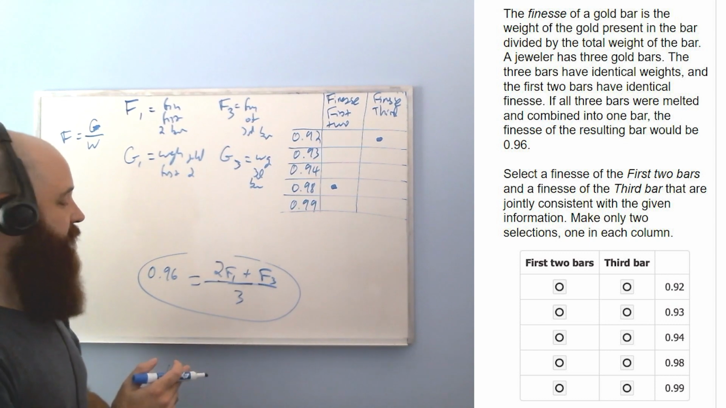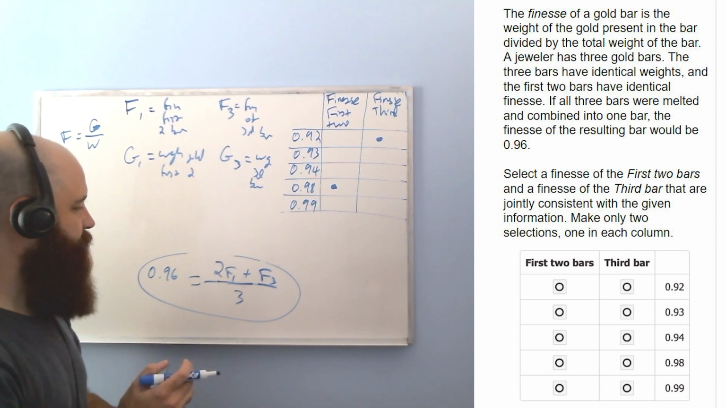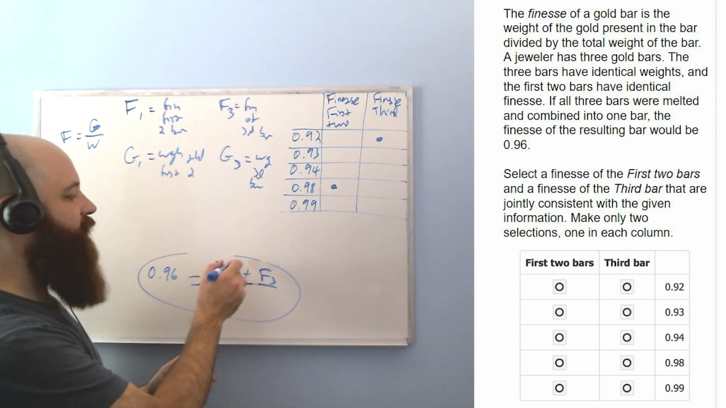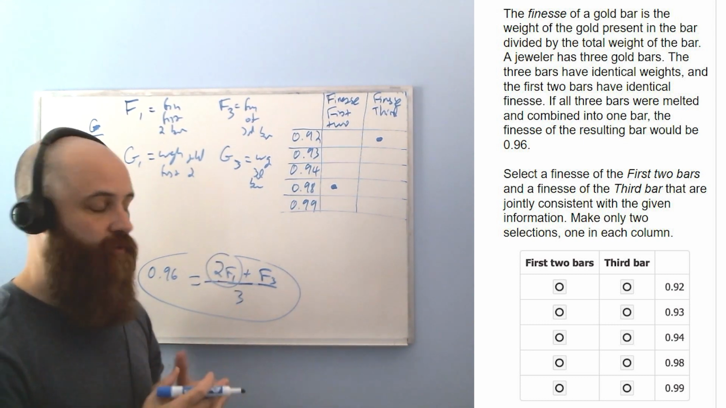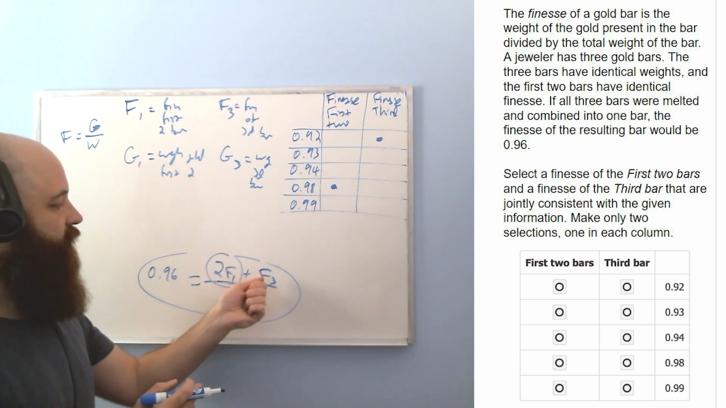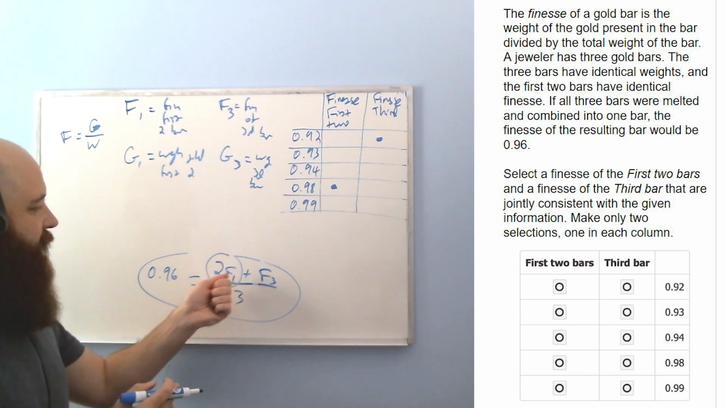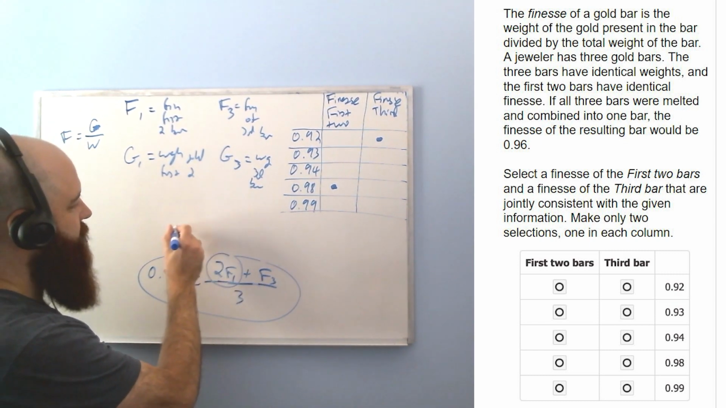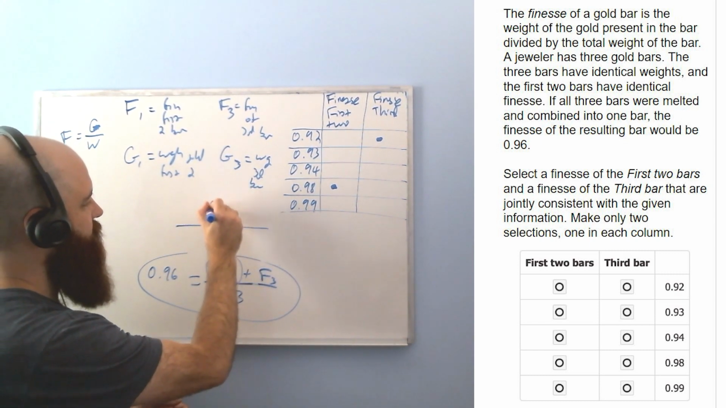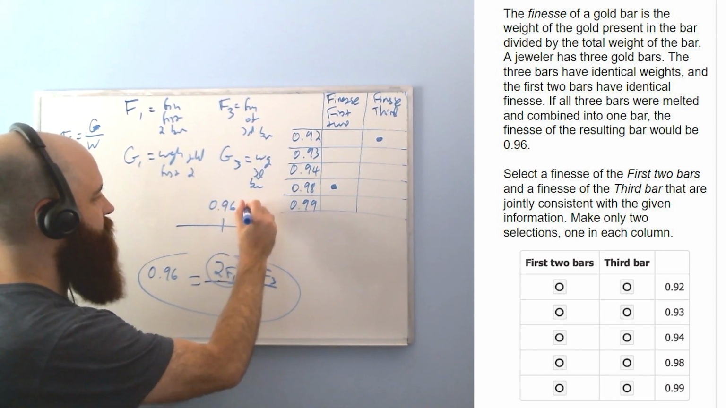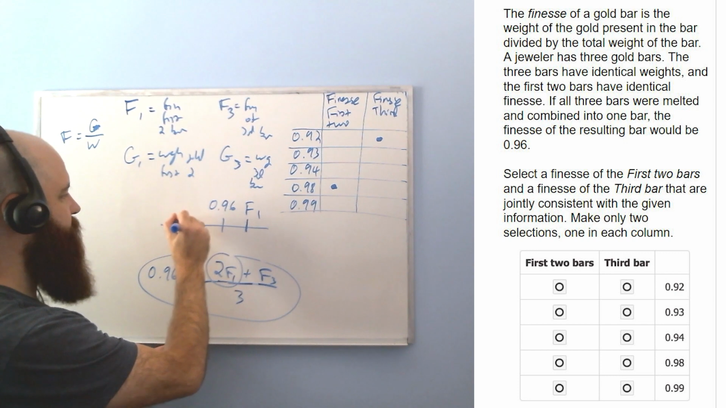How do I now pick an f1 and f3 that fit that? Well, in a weighted average, I know that the result is going to be closer to the more heavily weighted of the two things that I'm adding up. So in this case, I've got 2 f1s and only 1 f3. So f1 is going to be closer to 0.96 than f3. So if I do a number line representation, I could say, well, here's 0.96, and f1 is going to have to be closer than f3.